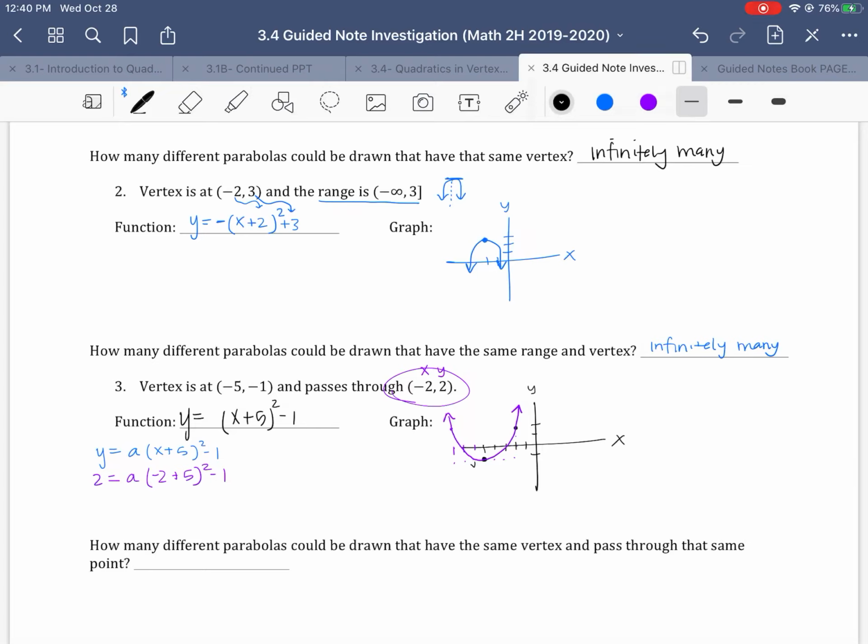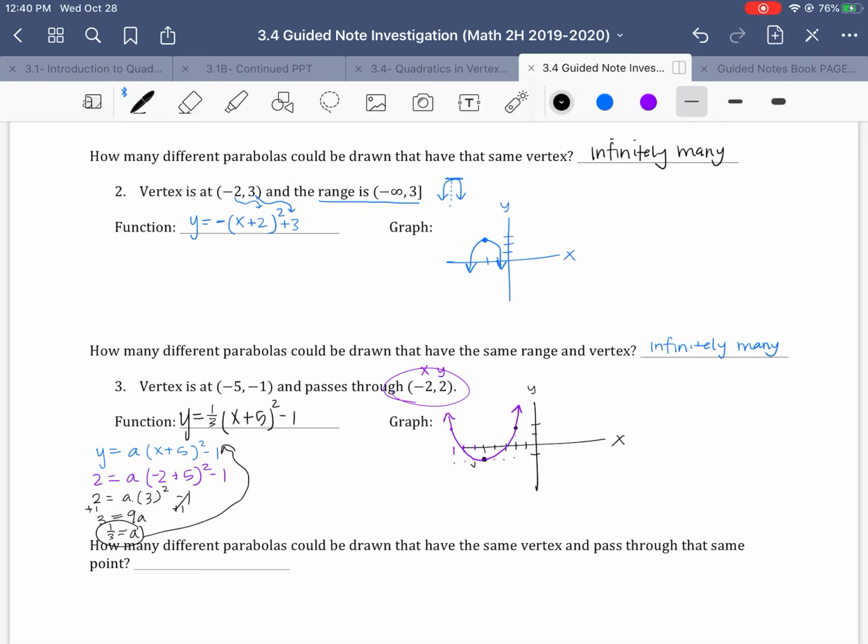Now notice we can solve for a. So I have 2 equals a times (-2 plus 5) squared, minus 1. We start in the parentheses. Go ahead and add that 1 over so you don't accidentally combine it with the squared. So we get 3 equals a times 9, or in other words 9a. And then if we divide both sides by 9, we get 1/3. So the a value that works in this equation would be 1/3.